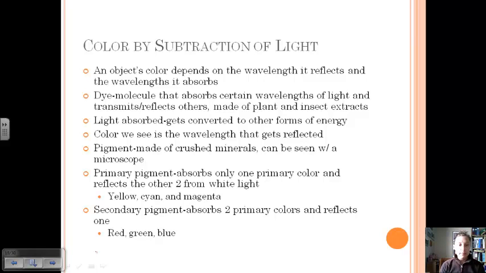Then a secondary pigment absorbs two primary colors and reflects one. For solid mediums, it's kind of flipped. Whereas with light, primary was red, green, blue, and secondary was yellow, cyan, magenta, now for solid mediums, it's the reverse. Primary is yellow, cyan, and magenta, and secondary is red, green, and blue.